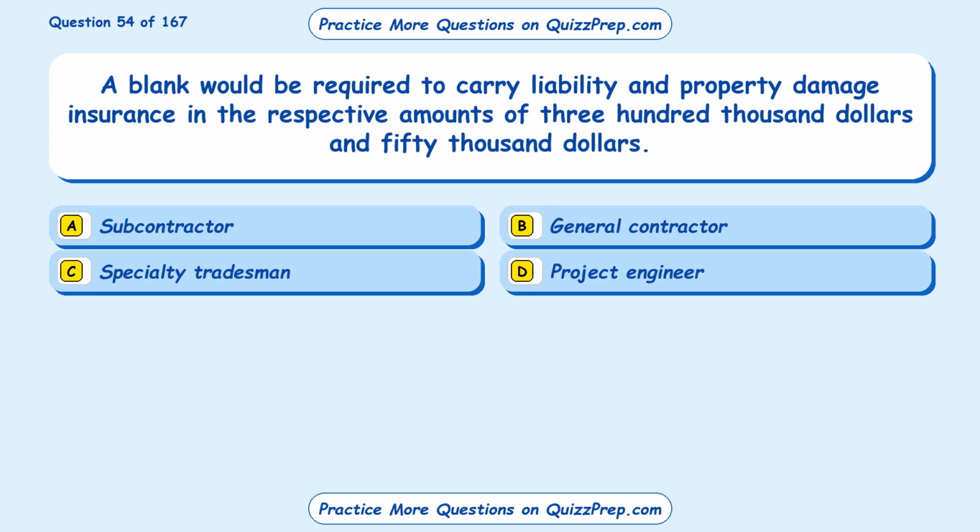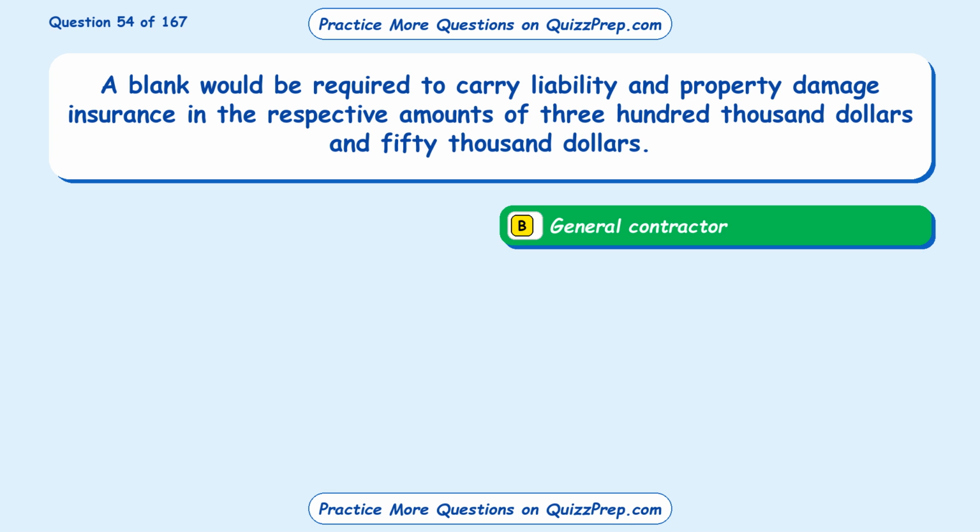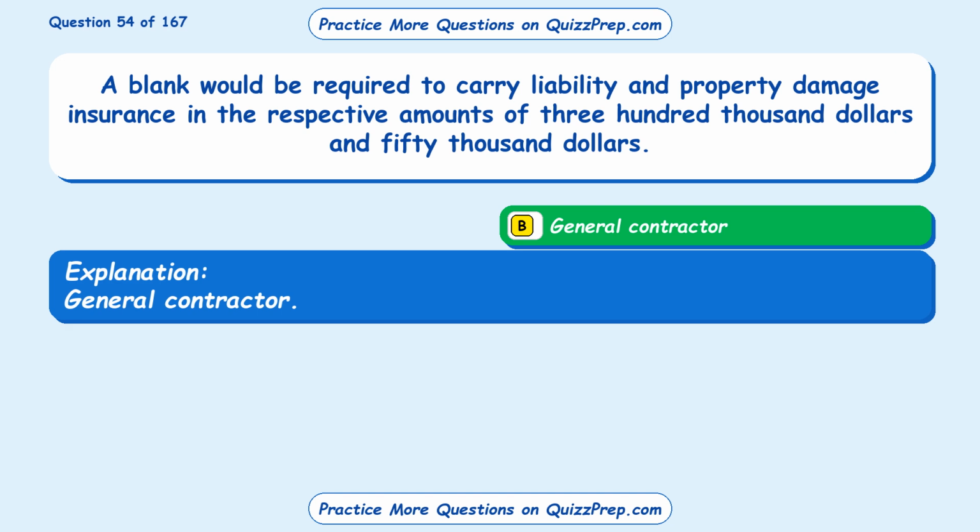Question 54. A blank would be required to carry liability and property damage insurance in the respective amounts of $300,000 and $50,000. Option A, subcontractor. Option B, general contractor. Option C, specialty tradesman. Option D, project engineer. The correct answer is option B, general contractor. General contractor.